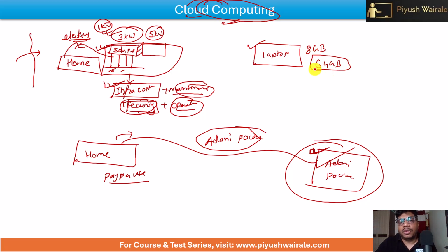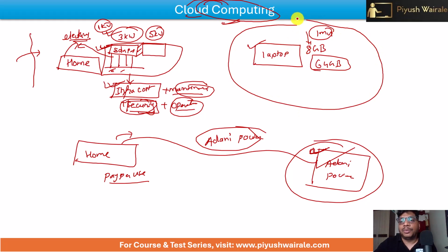So are you going to invest in a 64 GB RAM laptop for 1 month? Let's say after 1 month again you need to use an 8 GB RAM system? No, right? So what we are going to do? All these computing services we are going to take on rent from the cloud providers, okay. We have many cloud providers.